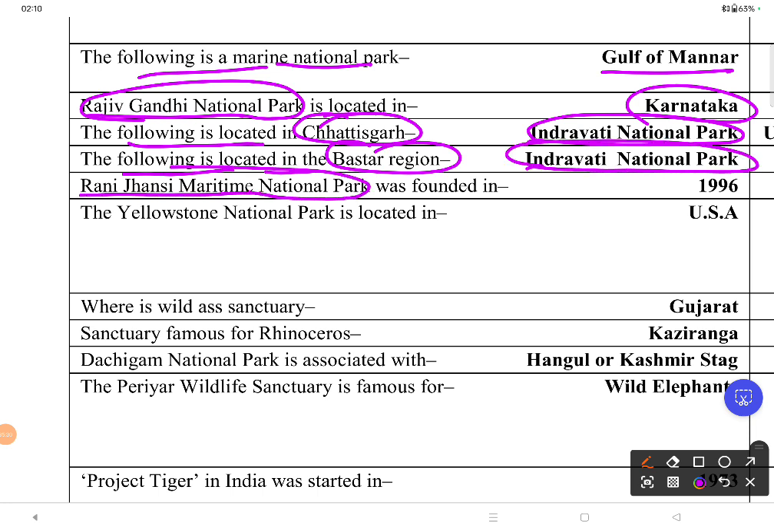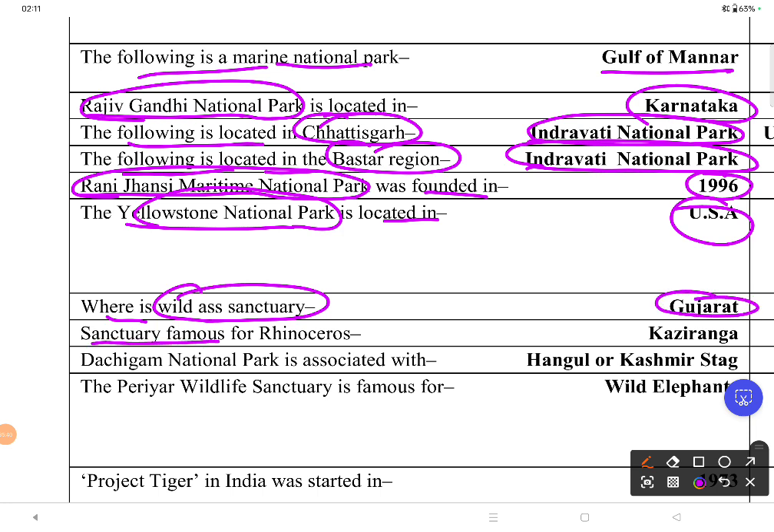Rani Jhansi Marine National Park was founded in 1996. Yellowstone National Park is located in USA. Where is Wild Ass Sanctuary? Gujarat. Sanctuary famous for rhinoceros, Kaziranga. Rajiv Gandhi National Park is associated with Hangul or Kashmir stag. The Periyar Wildlife Sanctuary is famous for wild elephant.